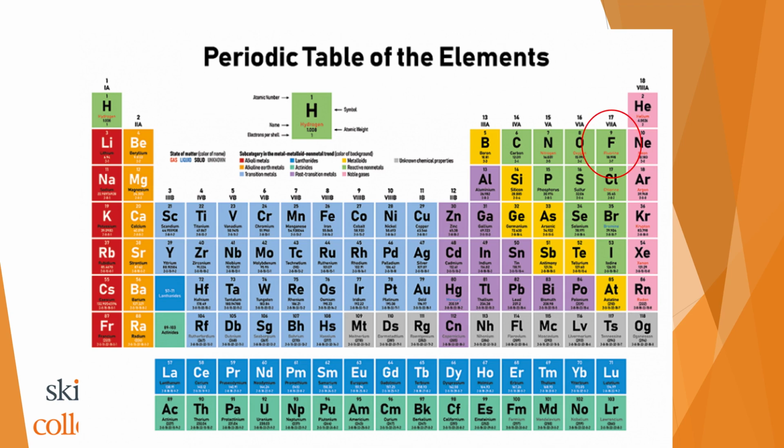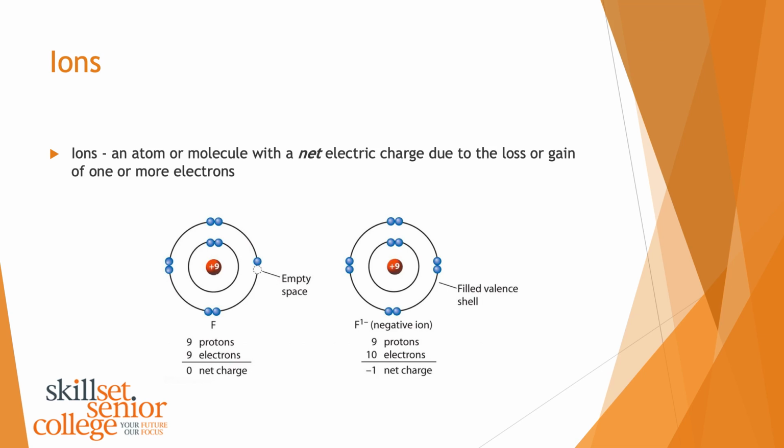Okay, if we look at fluorine, let's have a look here. An atom or molecule with a net electric charge due to the loss or gain of one or more electrons is called an ion. So that definition is really, really important. Basically what we just discussed here, but they've just written it in a slightly different way.